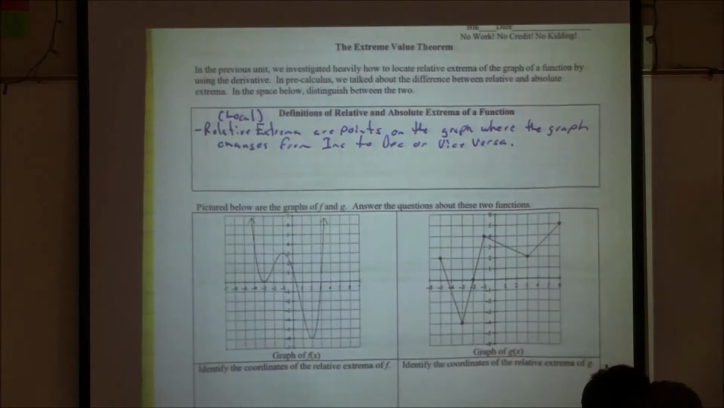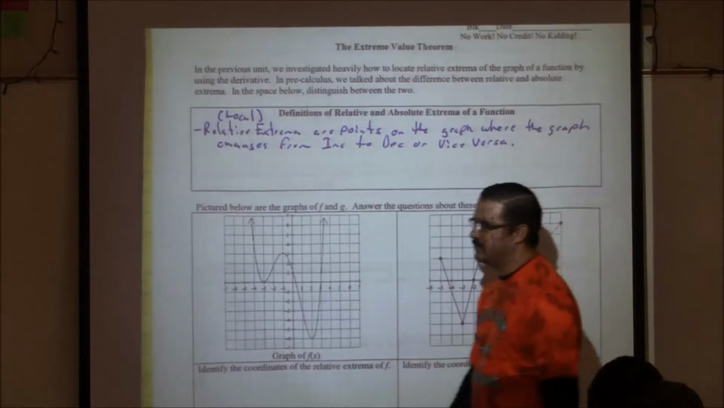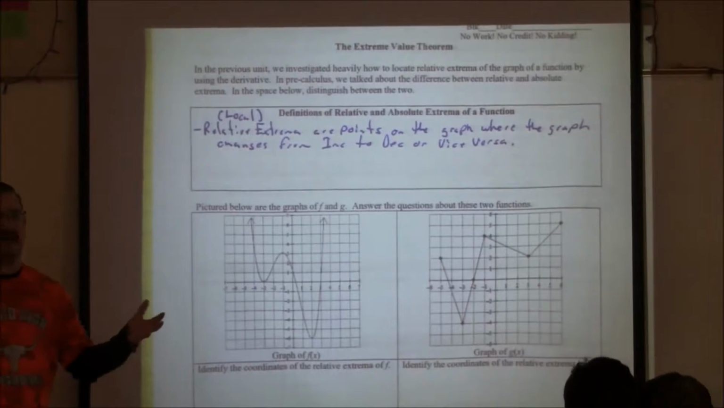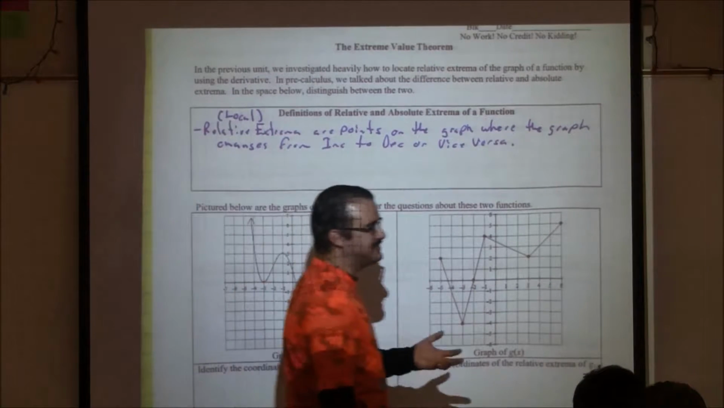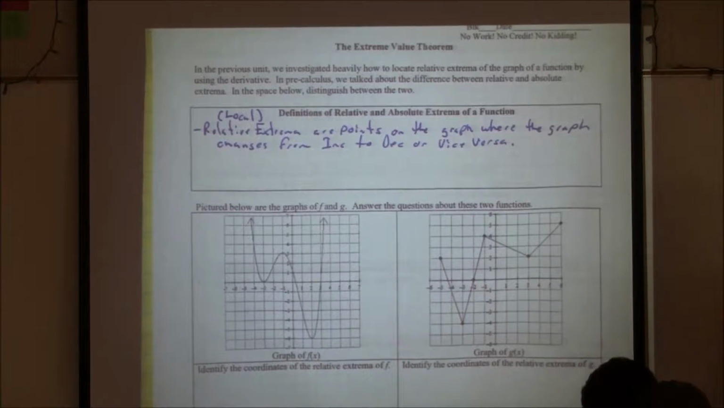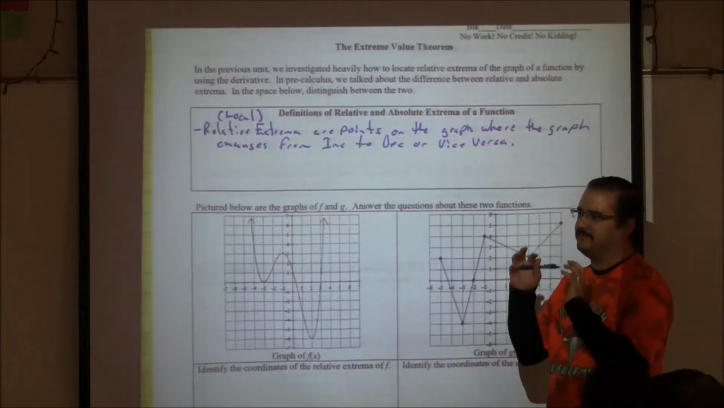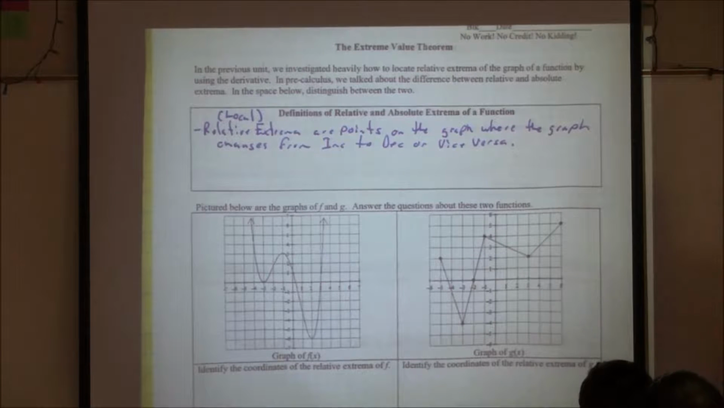That's how you're going to be able to separate relative max and min from absolute max and min. Because at an absolute maximum or minimum, it does not necessarily have to change from increasing to decreasing. It just has to be the highest point on the graph. Okay? How about the absolute minimum? That has to be the what? The lowest point on the graph. Understand the difference?